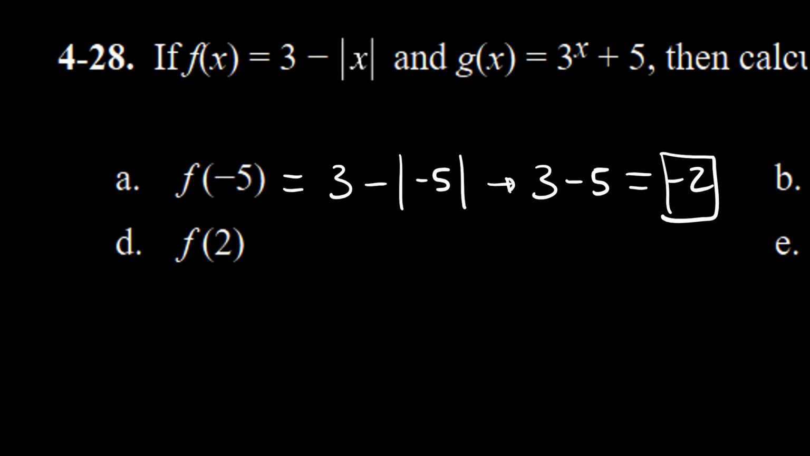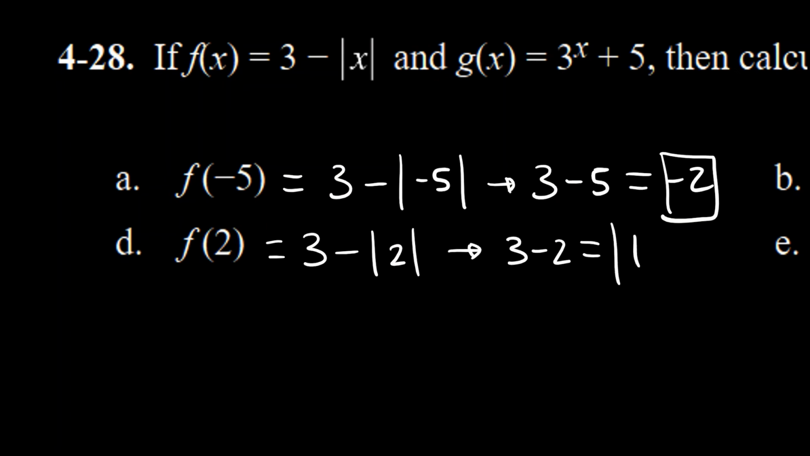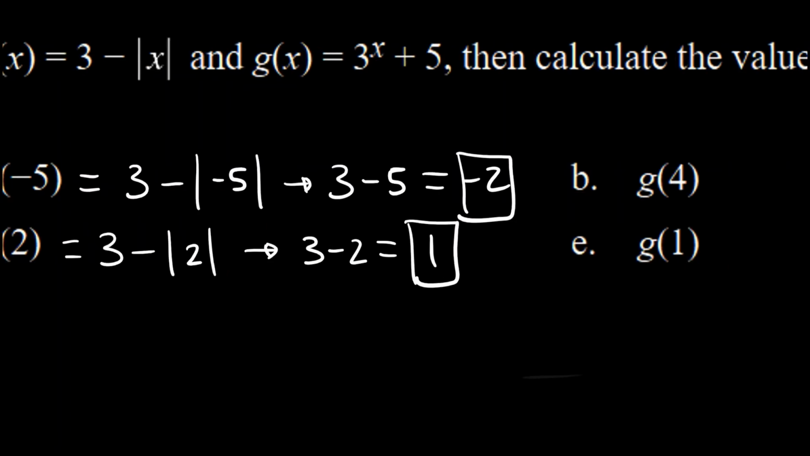Next one, let's do D. When 2 goes into there, okay, so if the number 2 goes in, then this is going to be 3 minus the absolute value of 2. The absolute value of 2 is 2, so this is going to become 3 minus 2, which is 1. So even though I've got the absolute value here, I'm still subtracting, aren't I? Because I'm subtracting the results of the absolute value.